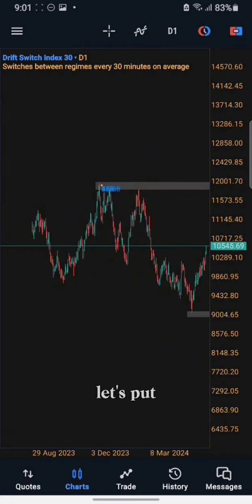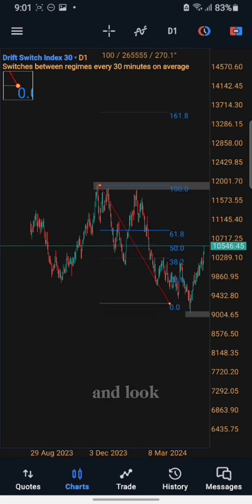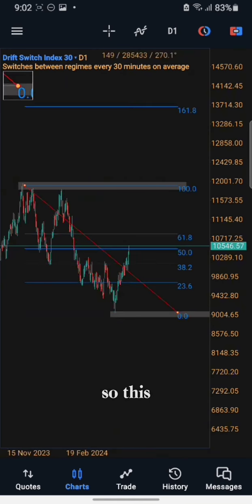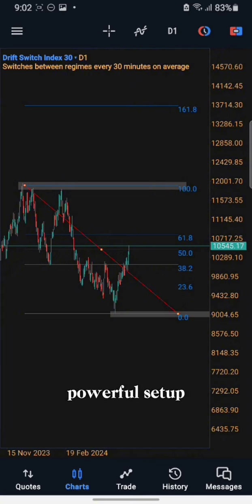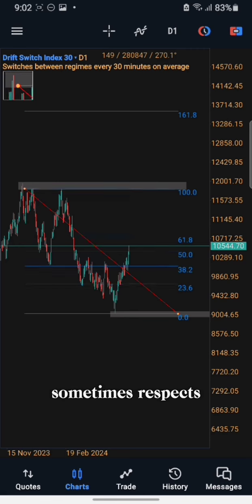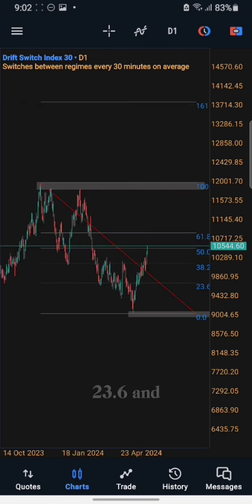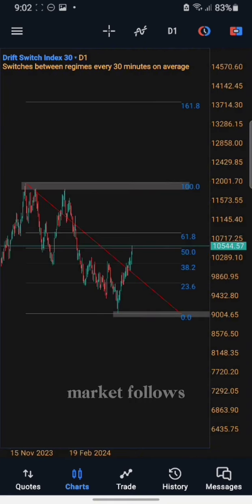And then let's put a Fibonacci retracement and look for trades using this Fibonacci retracement. This is not a very powerful setup, however it is worth considering, as the market sometimes respects the Fibonacci retracements, for example at 23.6 and at 38.2 and at 50. So the market follows a sequence of the Fibonacci retracement. If you don't know how to trade the Fibonacci, I'll do another video explaining the Fibonacci retracement.